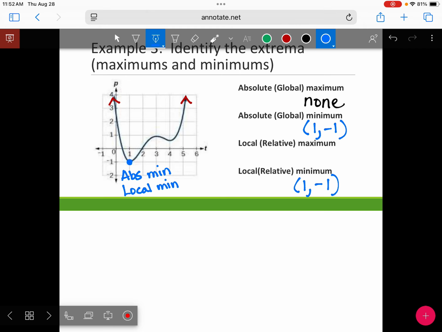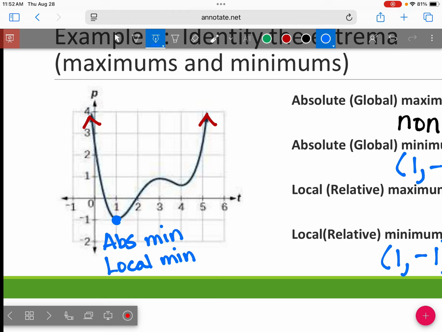But this graph is even. They're both going in the same direction. So we will have either an absolute max or absolute min. Okay. So we don't have an absolute max, but we do have a local max because there is a spot where there is a hilltop. And that is about here.